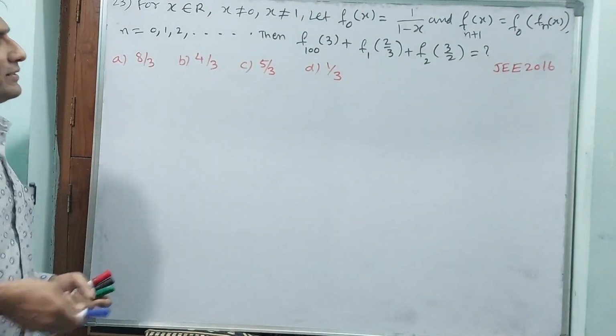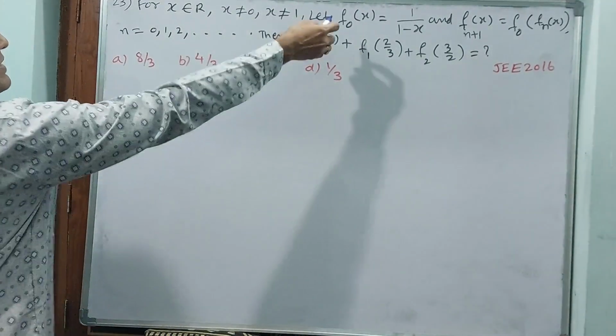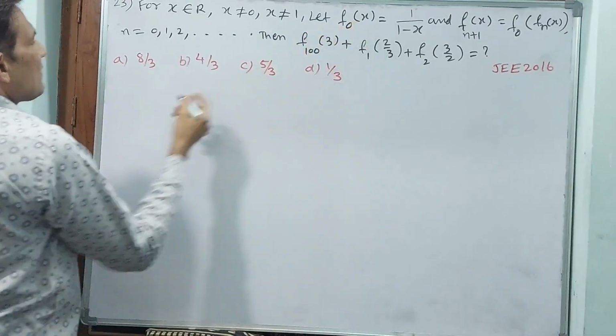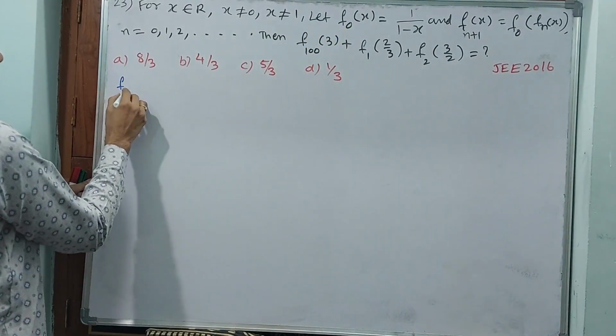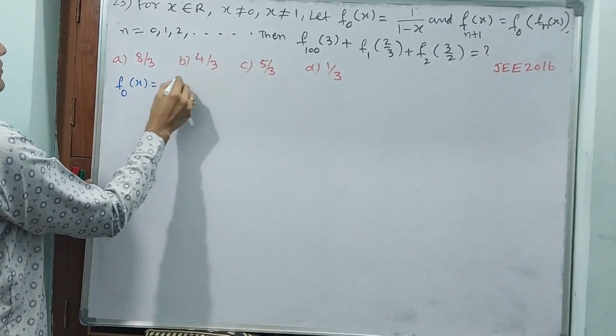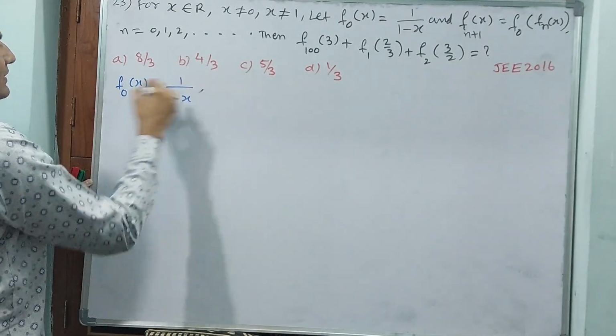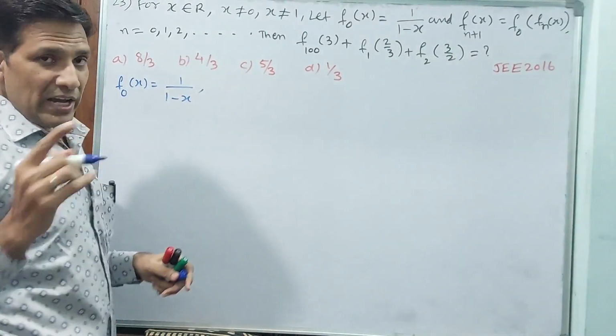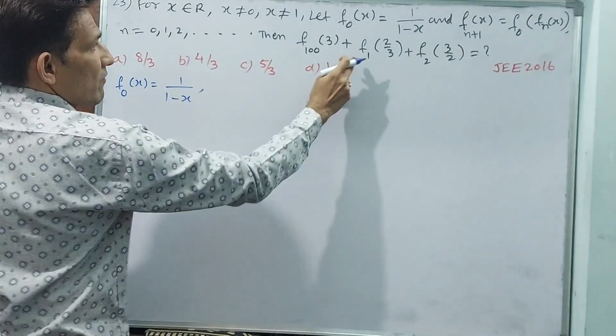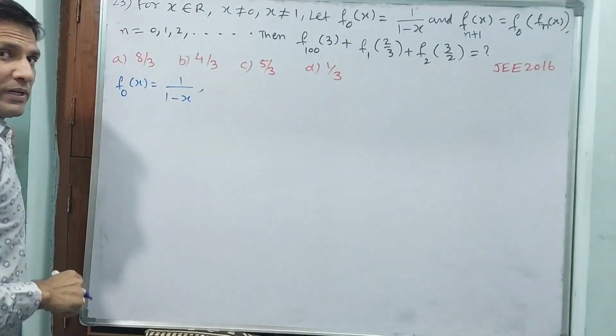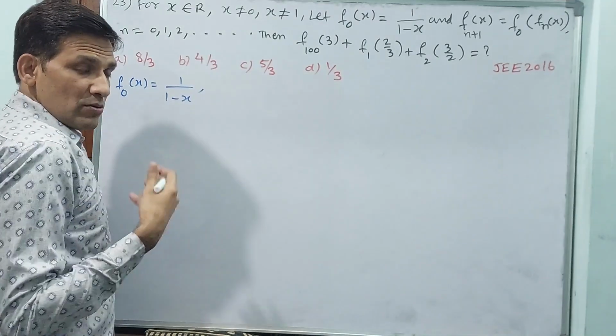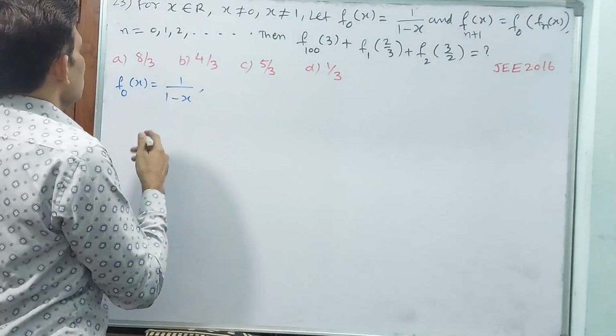Let us proceed then. See, first basically once again I will write this one. Why? Because that is required. f0 of x is equal to 1 by 1 minus x. Okay. Then first I want f1. Okay, f1 you want, f2 you want, f100 also you want. But how we are going to get f100, we will see. First let us find f1.